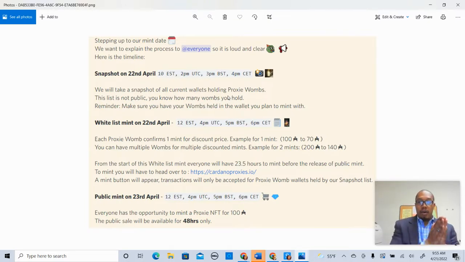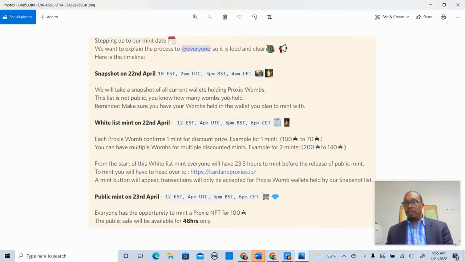Now, April 23rd is the public mint. So here's the beauty of being whitelisted. If you're on the whitelist mint, you pay 70 ADA, okay? So you get a 30 ADA discount and you get to mint a day early.